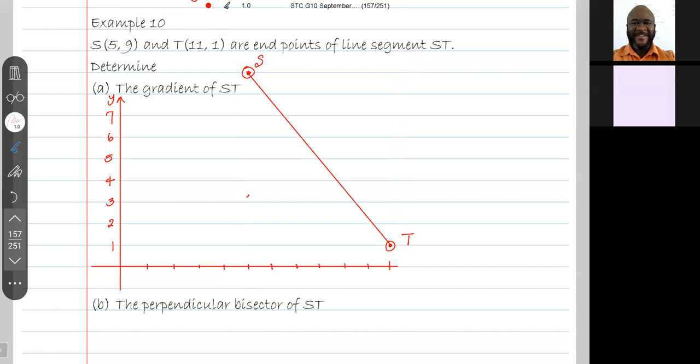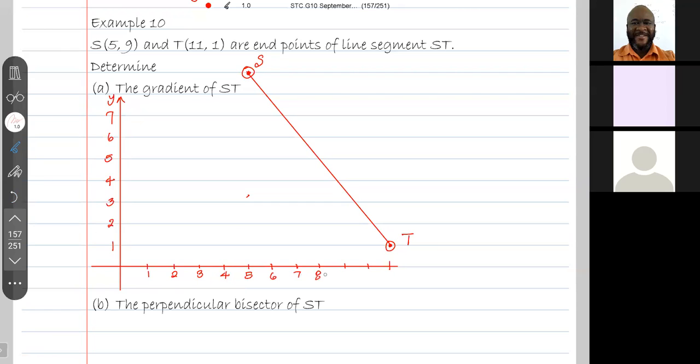All right, so the first thing we're asked to do is to determine the gradient of line segment ST. So let me ask one more time, guys. Do you expect the gradient of this line to be positive or to be negative? Anybody? Negative, because the line is moving from left to right. The line is sloping down. I'm expecting the gradient to be negative.